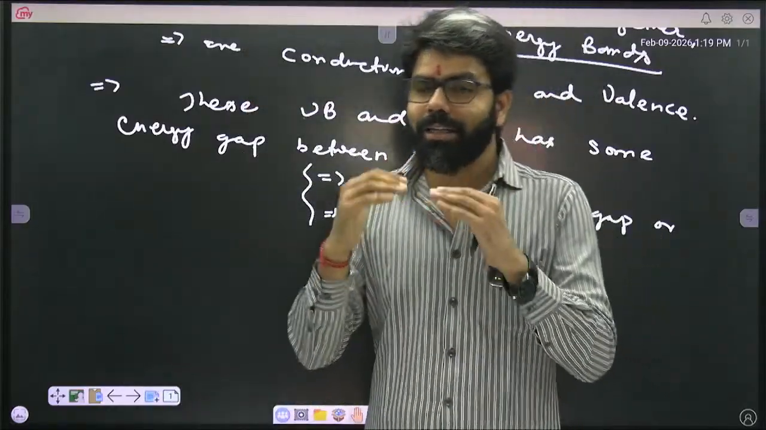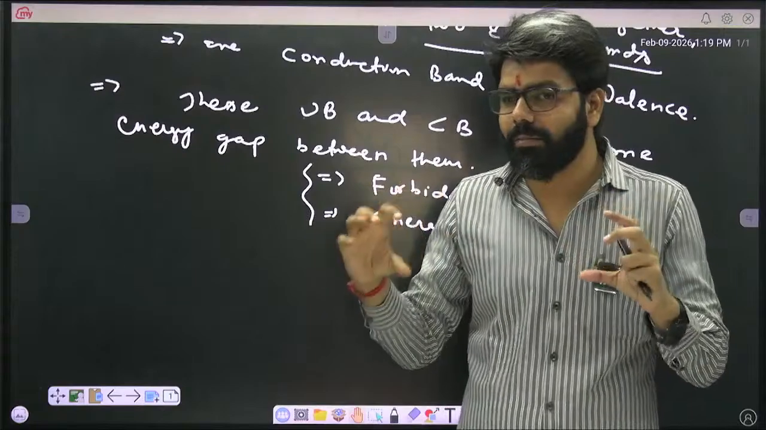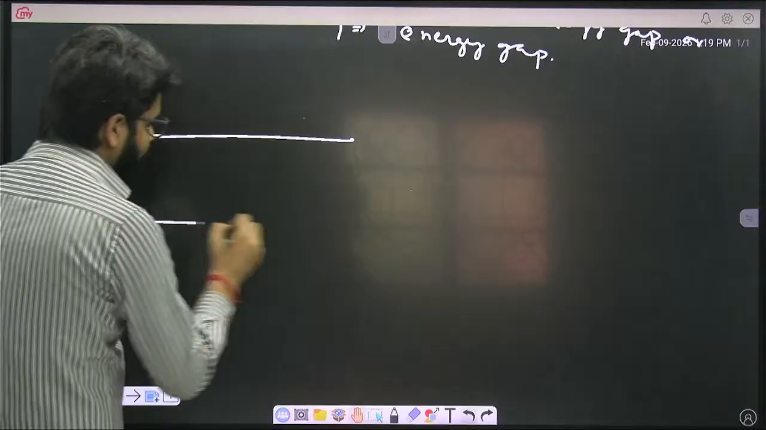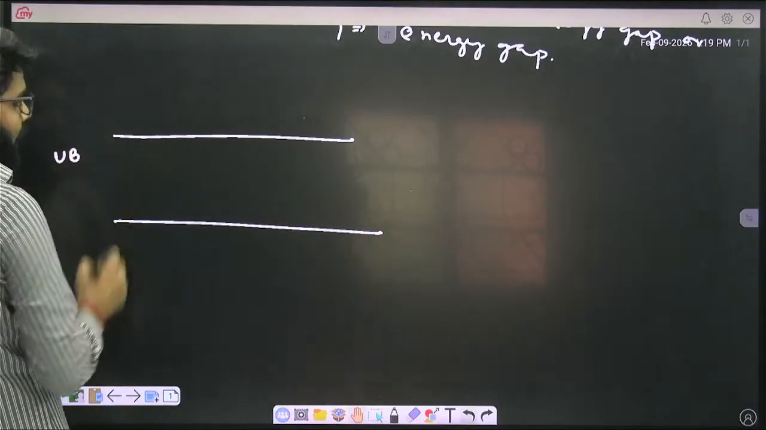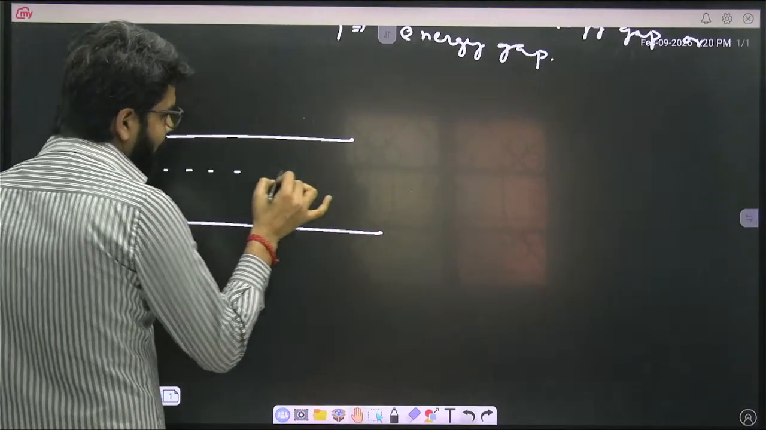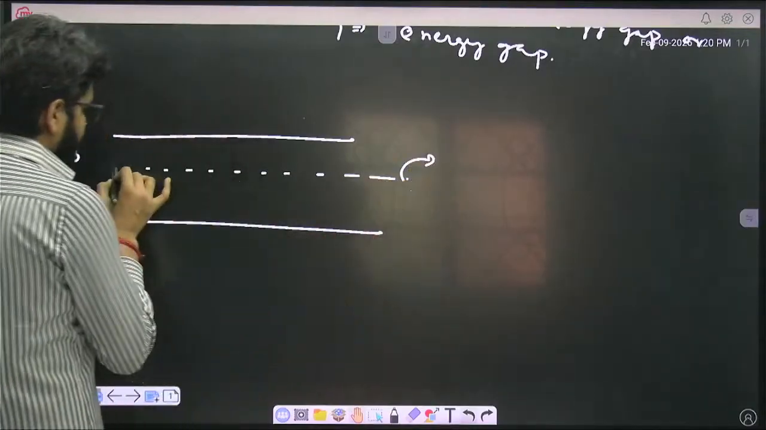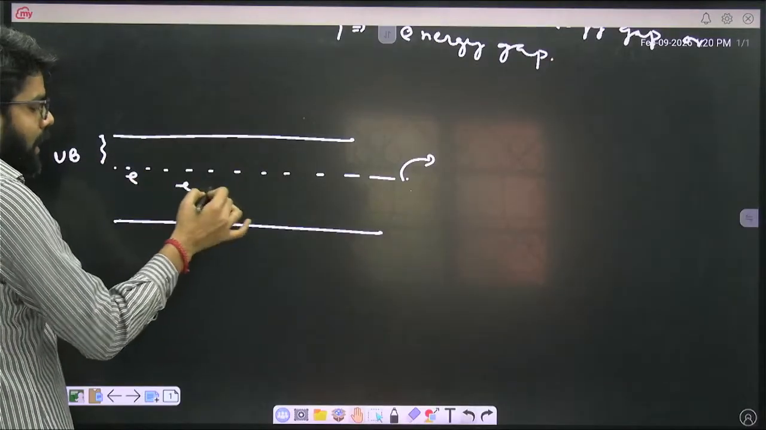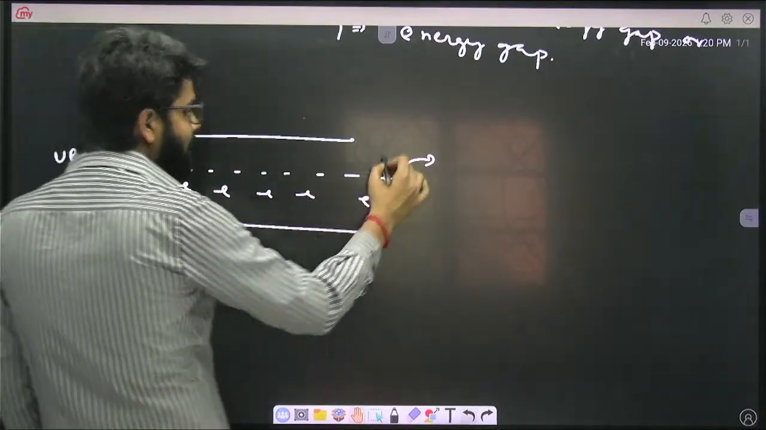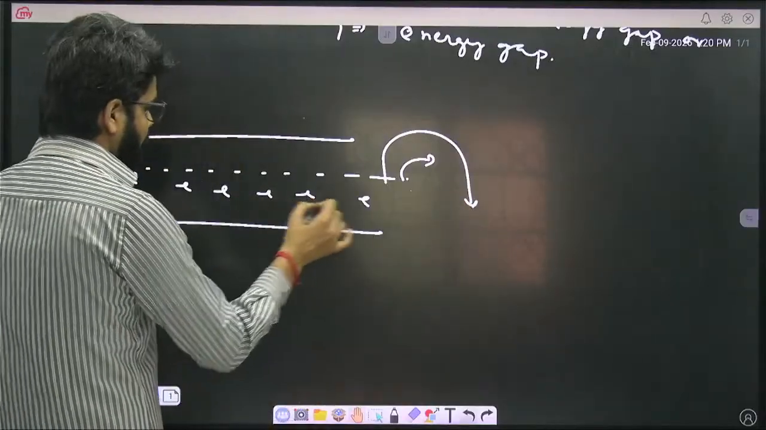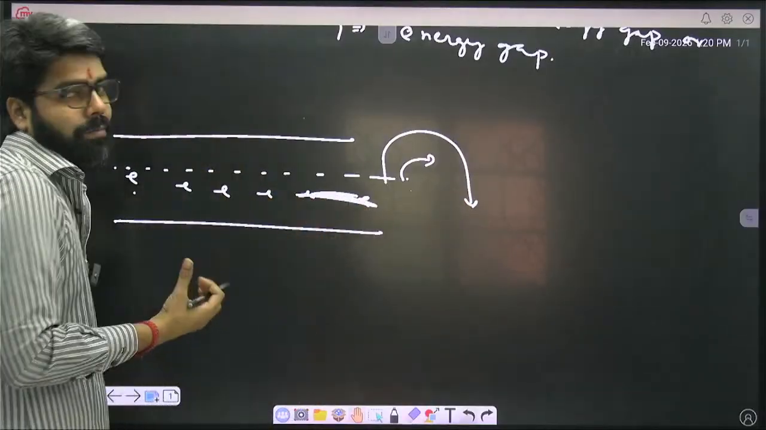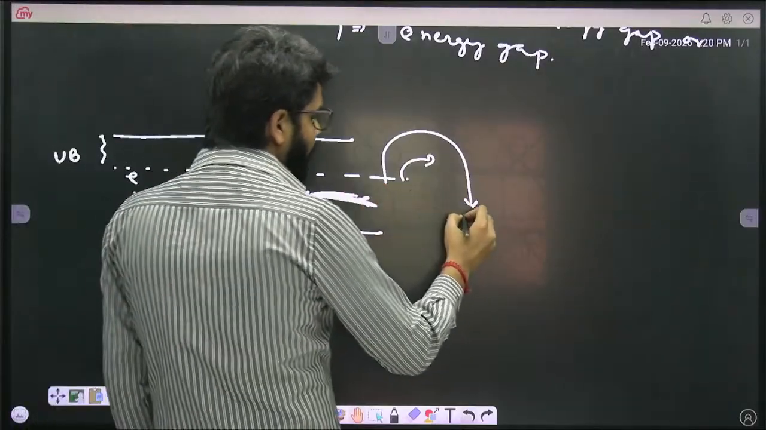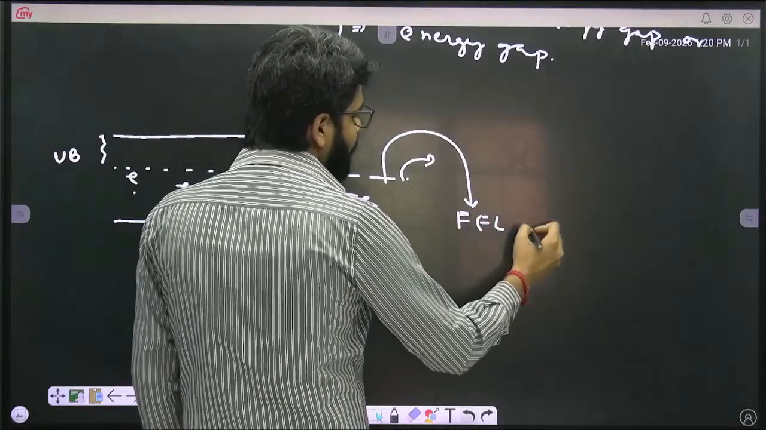Either in the valence shell, suppose we have some vacant place, like I am drawing here. Try to understand this: suppose this is the valence band, and suppose we have electrons up to this level, a little bit of space is vacant in the valence band, and we have electrons at this level. I have made 5 here, but there should be 4 only in the case of silicon and germanium. This is called the FEL, Fermi energy level.